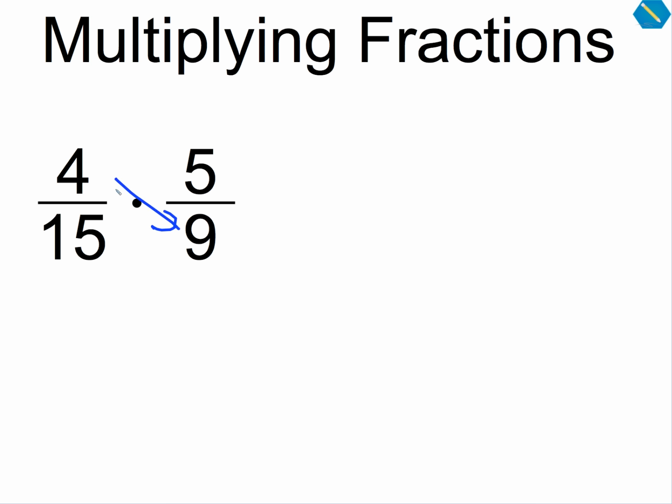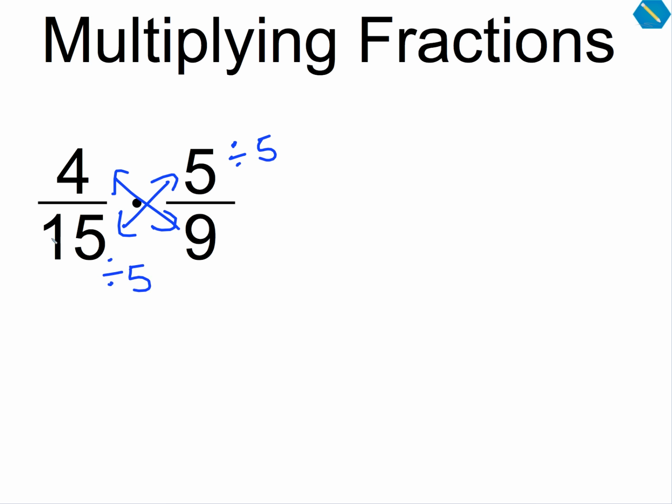You want to look at the numbers that are across from each other. So 4 and 9. You want to ask yourself, do 4 and 9 have any other common factors besides 1? In this case, they don't. The only common factor for 4 and 9 is 1, so we can't simplify it. But if I look over here at the other two numbers that are across from each other, 15 and 5, they do have another common factor besides 1. They are both divisible by 5.